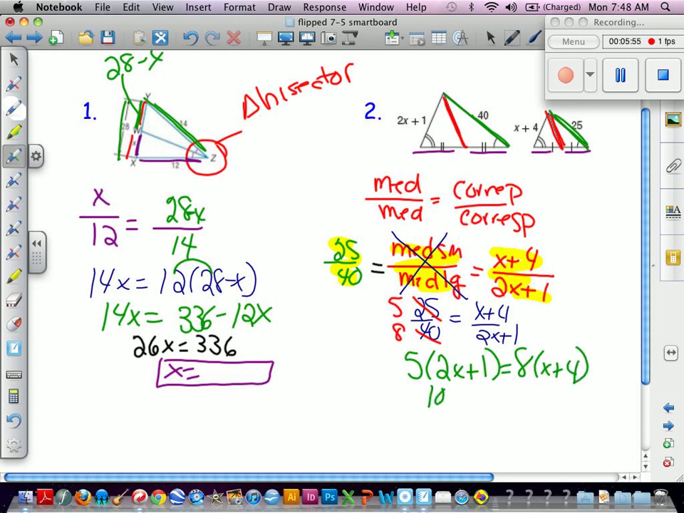You get 10x plus 5, 8x plus 4. Go ahead and get your x's together. That'll give you 2x... Whoops, let's see, 32. My error. Okay, now go ahead and move your 5. You get 27. Go ahead and divide that. X equals 13.5.